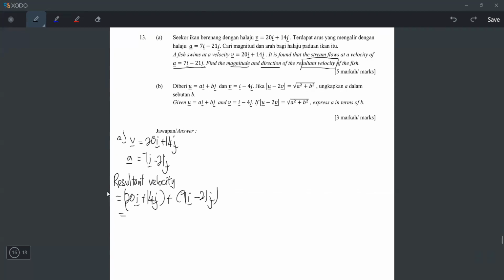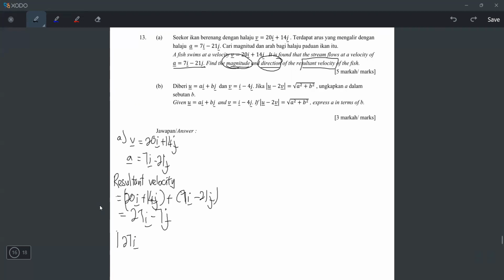Resultant vector means plus. So 20i plus 7i is 27i, 14 minus 21 is negative 7j. Wait, is it correct? It is correct. Okay, so that is the resultant velocity, but it's not the answer yet, because I still have to find the magnitude and the direction. So first, let's find the magnitude. I'm sure all of you know how to find magnitude. So how to find the magnitude of 27i minus 7j?